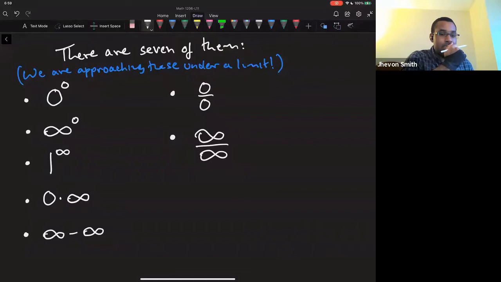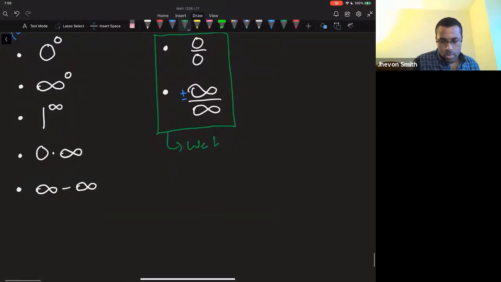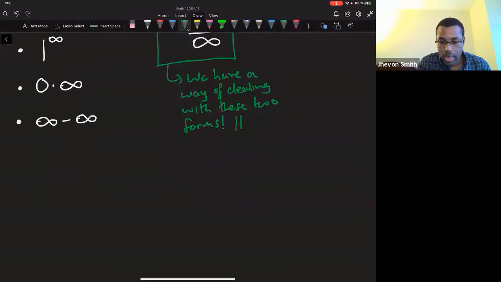So now here's the thing. Of course, with the infinity, this could be plus or minus. It doesn't matter. Now, we do have a way to deal with indeterminate forms. The catch is we only know how to deal with two of them directly. And it's the two here that I wrote out separately. That's called L'Hôpital's Rule.